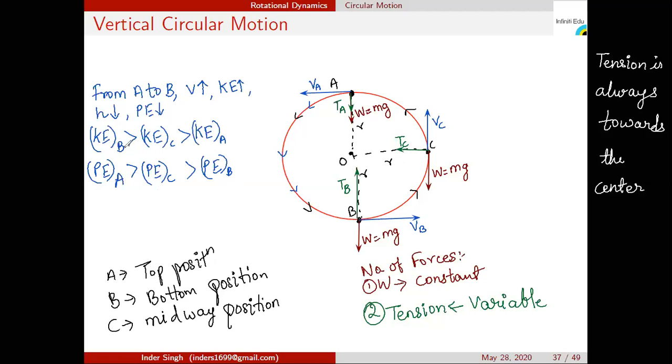Since the kinetic energy at position B is greater than C, and it is greater than A, which is very, very less. So what can we say in this situation about V? The VB value will be greater than VC, and it will be greater than VA. So VA value will be very much less, while the velocity at position B will be very high.